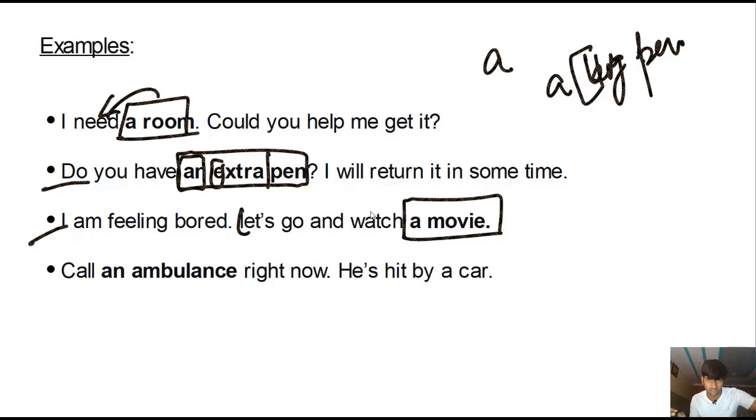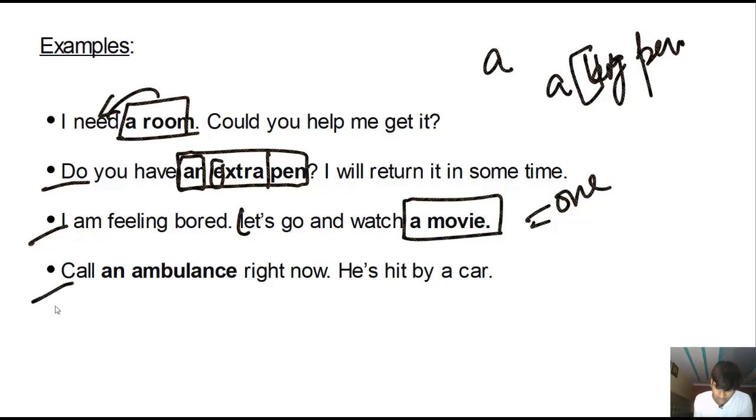An extra pen, any pen that is extra. Let's go and watch a movie. Any movie. First of all, it is just one movie. I'm not going to watch multiple movies. One movie, and it can be any movie. It can be a Hindi movie, English movie, whatever, right? I don't have a particular movie in my mind. If I had one, I would say that movie. Hey, let's go and watch the movie. And if you do not know which movie I'm talking about, I'll say, hey, let's go and watch the movie that we talked about the other day. All right, or I'll use some essential information to make the noun specific.